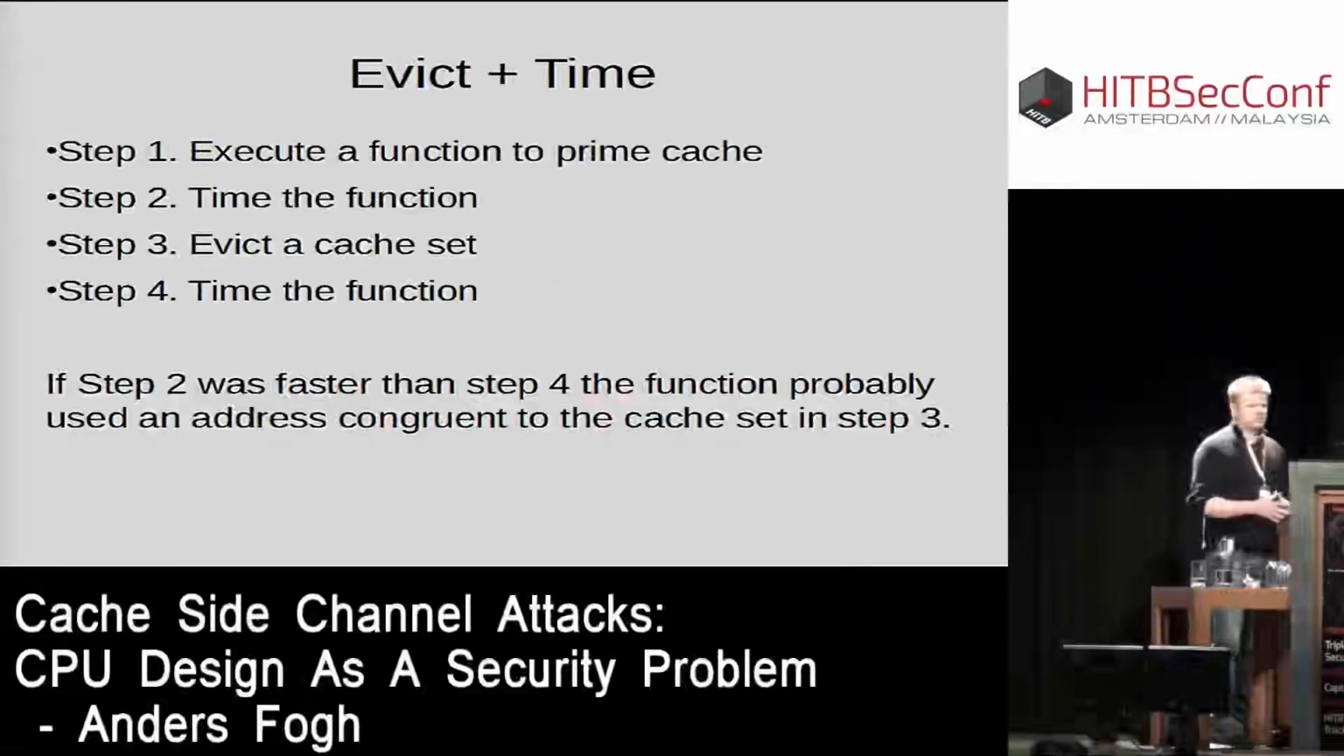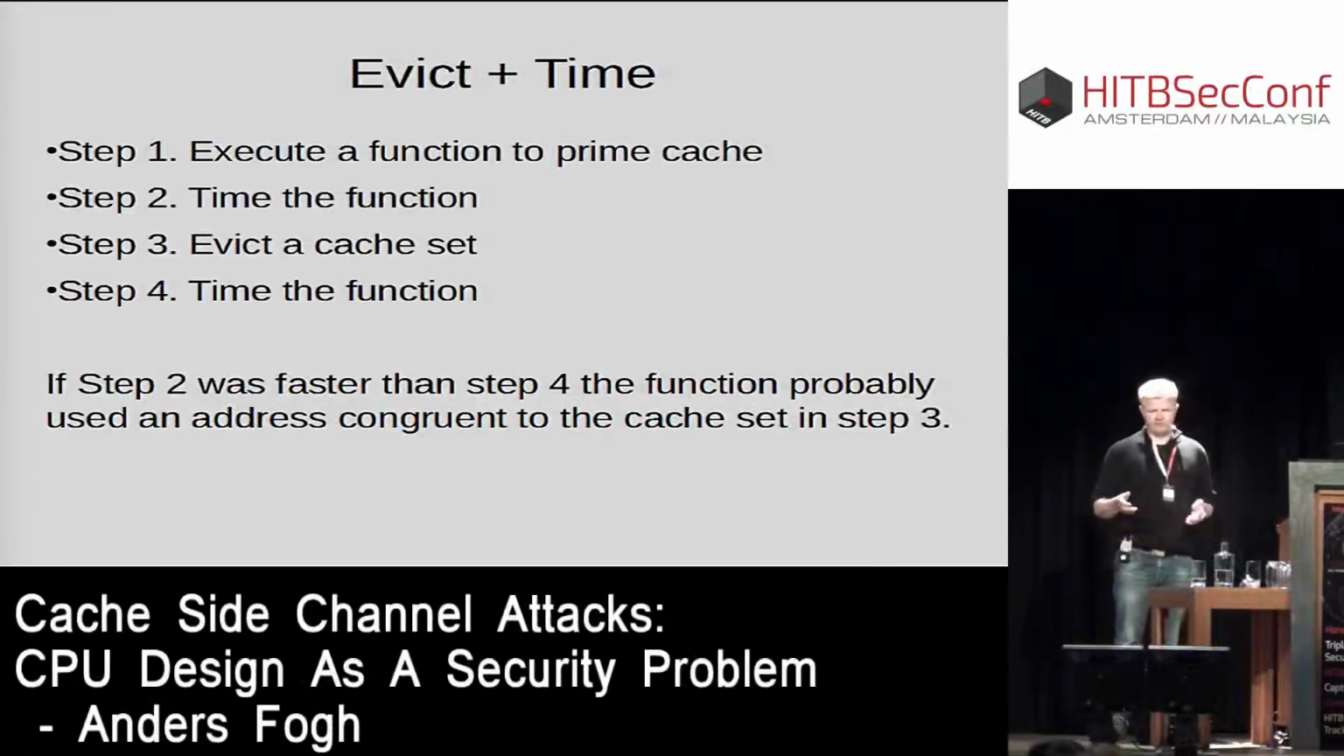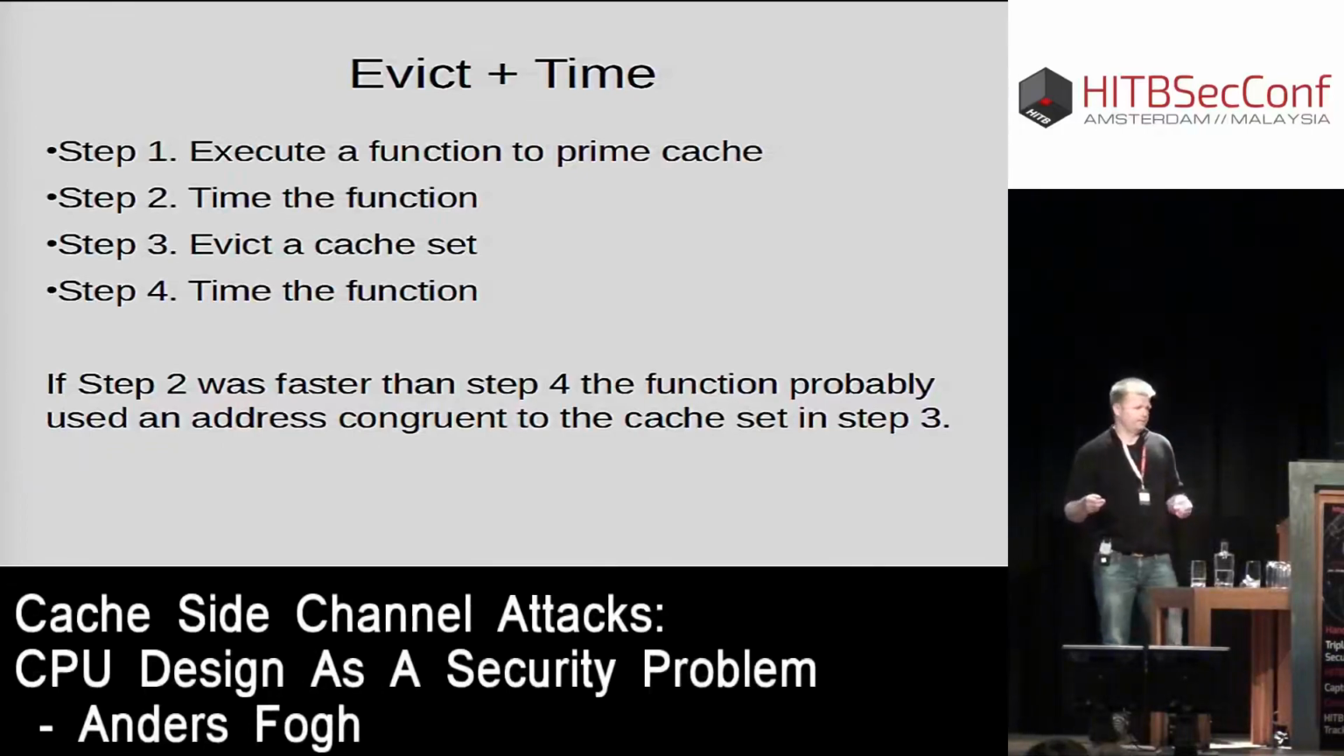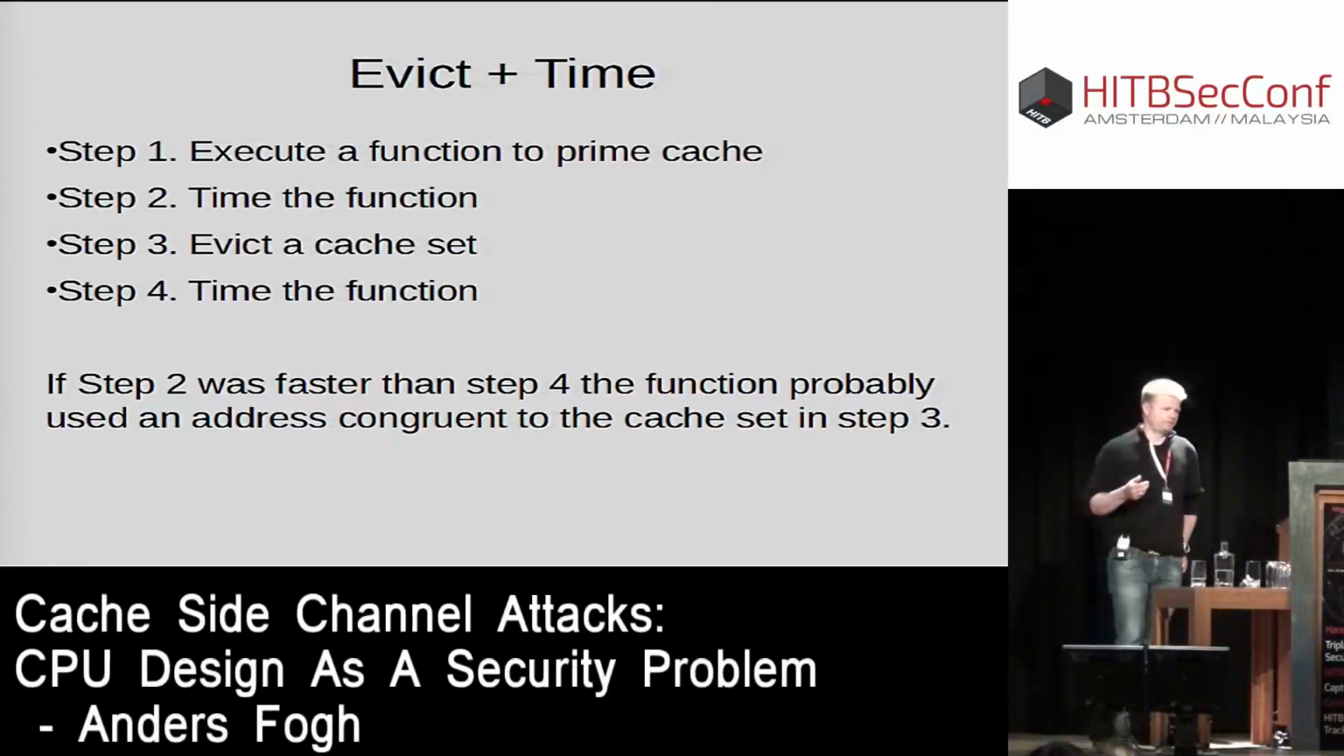So evict and time works in this way. We execute a function, and it'll set up the cache so that the next time you call this function, it'll go fast. And then we time the same function and use this as a baseline. Then we evict a cache set that we think is interesting, and we time the function again. So if step 2 was faster than step 4, the function probably used an address congruent to the cache set in 3, meaning in our password case, which is a bit unrealistic because you can't type a password in such a function, but if you could, we would know if the user has used an uppercase letter or not in his password.